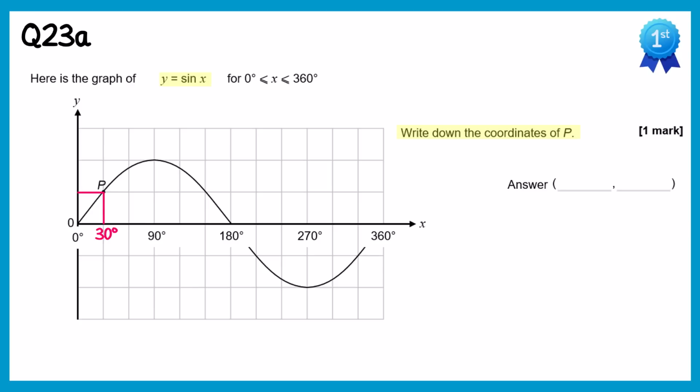Since y equals sine x, we just need to do sine of 30. And this is one of those exact values you need to know. Sine of 30 is equal to 1/2, or 0.5. So the y-coordinate is 0.5, and the coordinates of P are 30, 0.5.